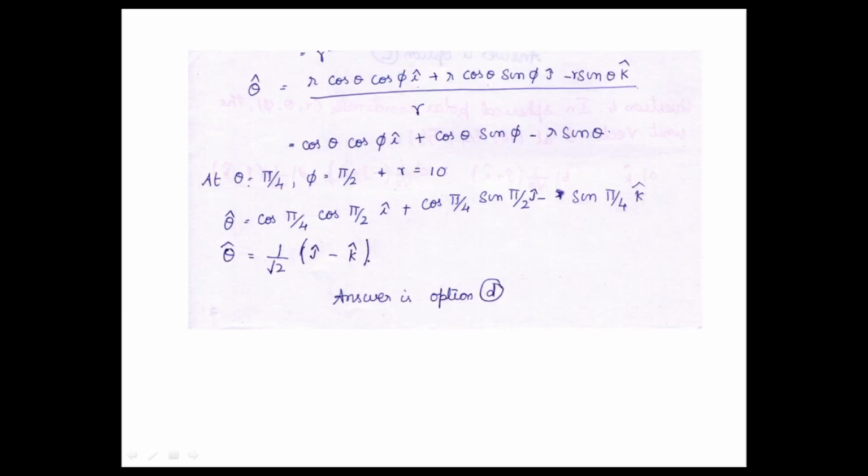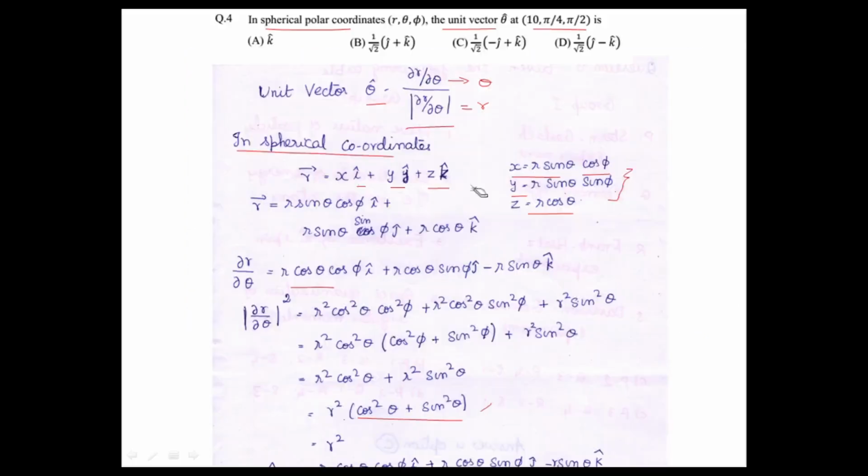Now at theta is equal to pi by 4 and psi is equal to pi by 2, and r value is equal to 10, substitute the values of theta and psi. This term doesn't contain r, so we can leave it. By substituting it, we will be getting the unit vector theta cap is equal to 1 divided by root 2 (j cap minus k cap). Now if you see the options, the answer is option D, 1 by root 2 (j cap minus k cap).